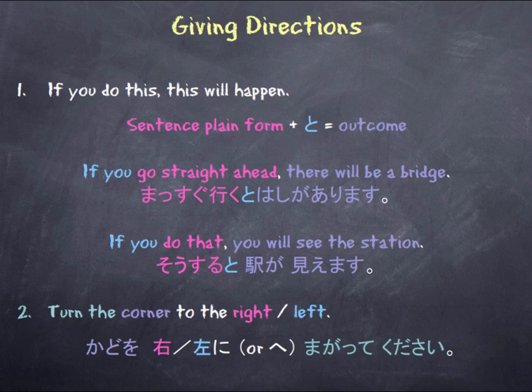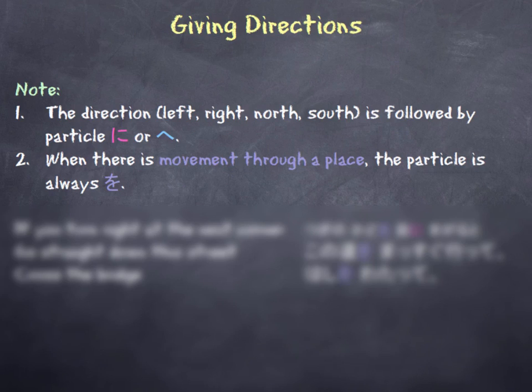曲がってください. 曲がります is the verb to turn. And we have it here in its te form followed by the word ください, which means please turn. Now please note that the direction, left, right, north, south, etc., is followed by the particle ni or e. And when there is movement through a place, the particle is always o.